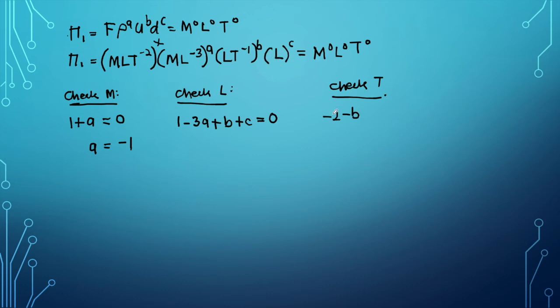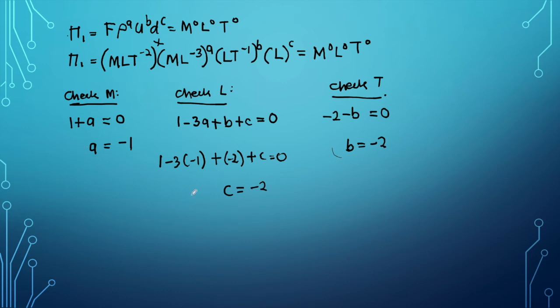There is no T here, and equal to 0. T to the power of 0 equal to 0. So B is minus 2. Then we substitute the value for B and the value for A into this to get the value for C. So 1 minus 3 times negative 1 plus minus 2 plus C equal to 0. Therefore, our C is equal to minus 2.